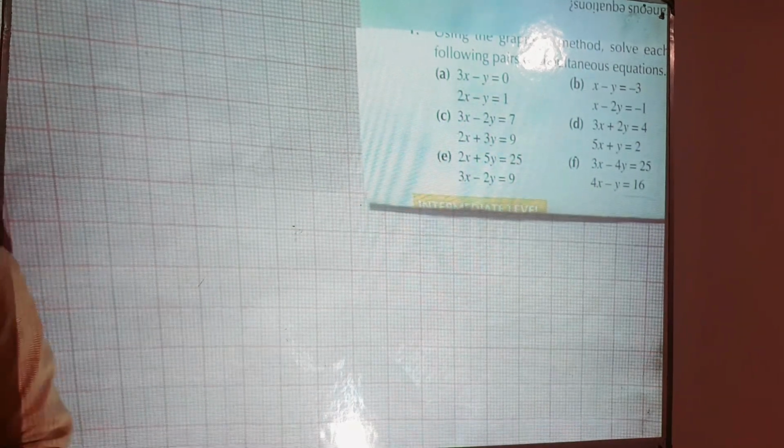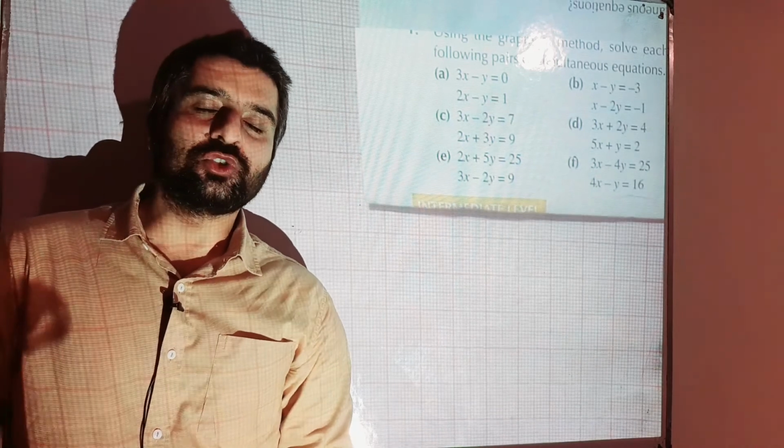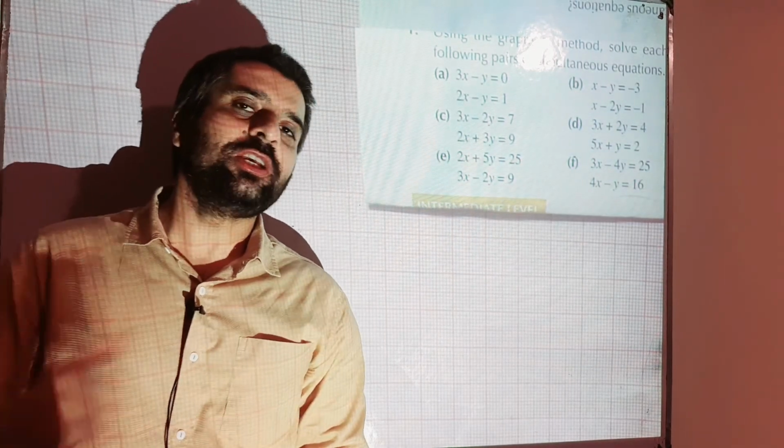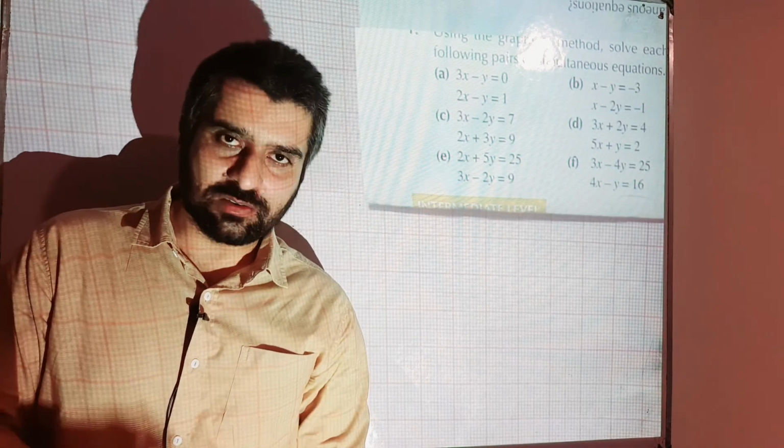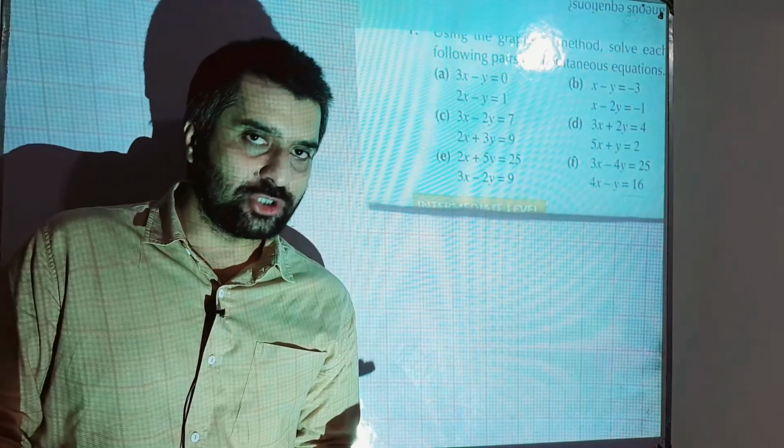This is Umair Hassan and I am going to solve exercise 2D of D2 7th edition. I am going to do question number 1 part B onwards as we have done part A in our base video. This is graphical solution of simultaneous equation.